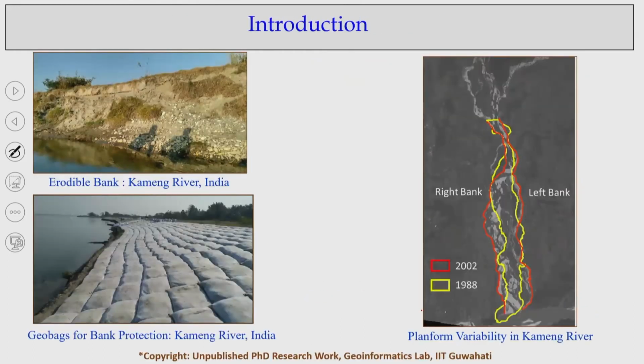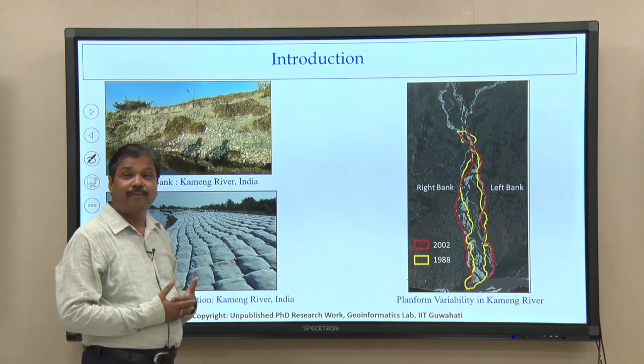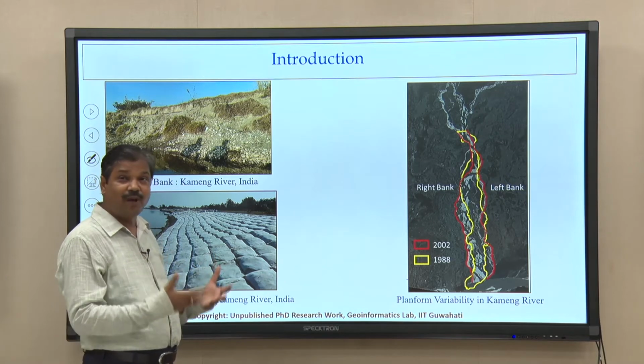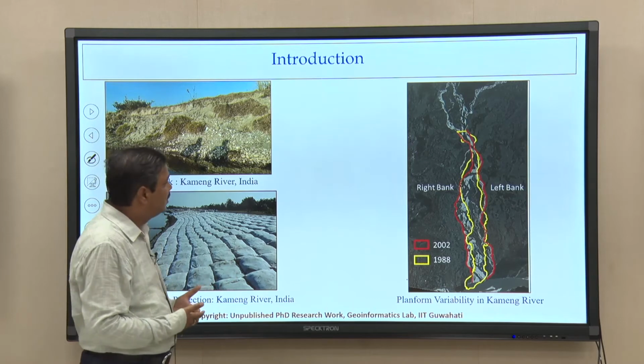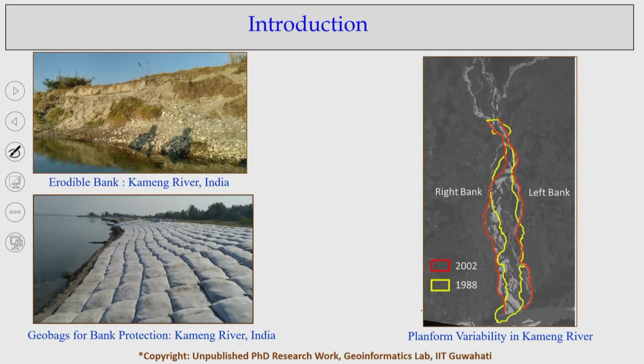Looking at the next part, let me give an introduction to how the planform of the river varies. It is quite confusing, right? Nowadays it is quite easy to map the planform variability of a river over different time spans, because we can get satellite imagery almost free of cost. If you look at the satellite imagery analysis of the Kameng river, one of the tributaries of the Brahmaputra, you can see how the bank line migrations are happening.